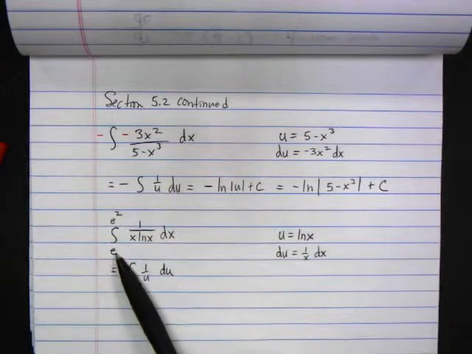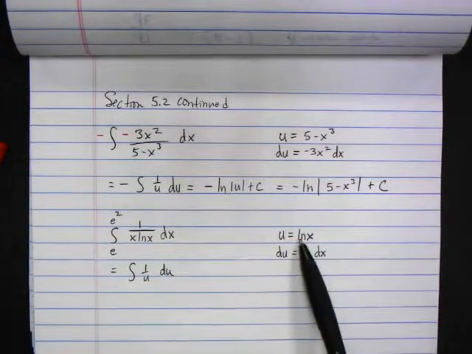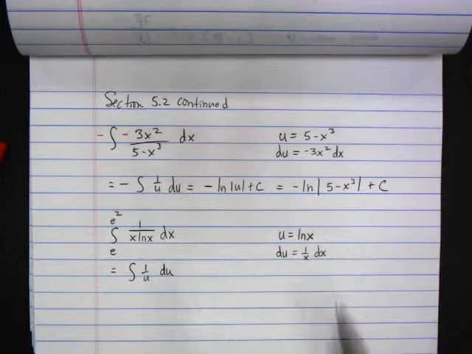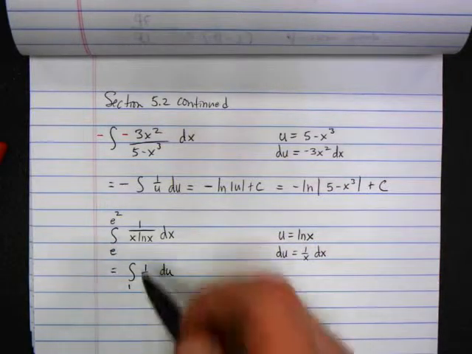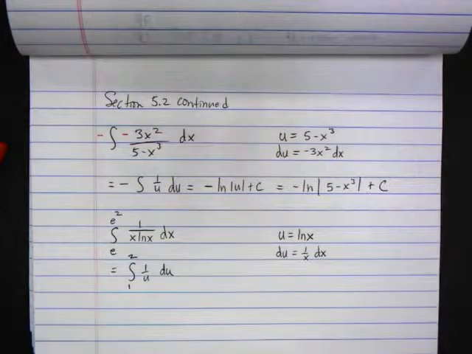So I take e and I plug it in here. What's the ln of e? 1. So this bound changes to 1. And then I take e squared and I plug it in. What's the ln of e squared? 2. So those bounds change to be 1 and 2.